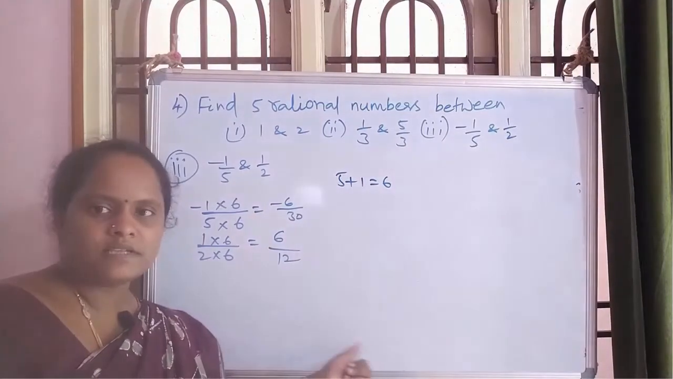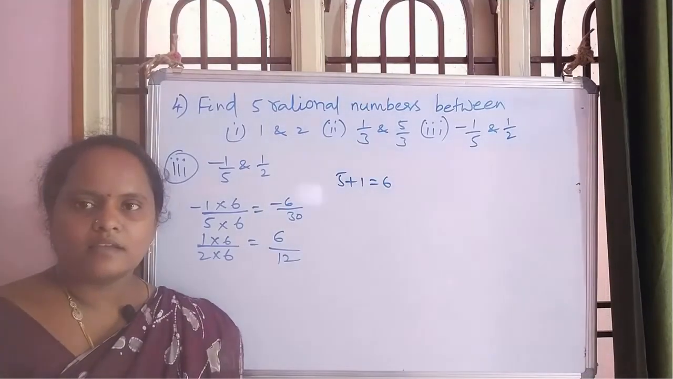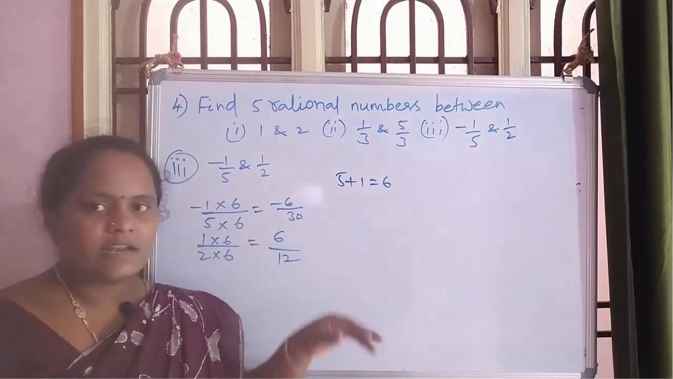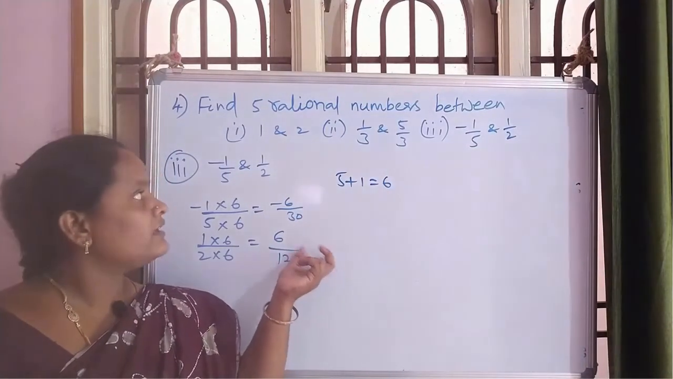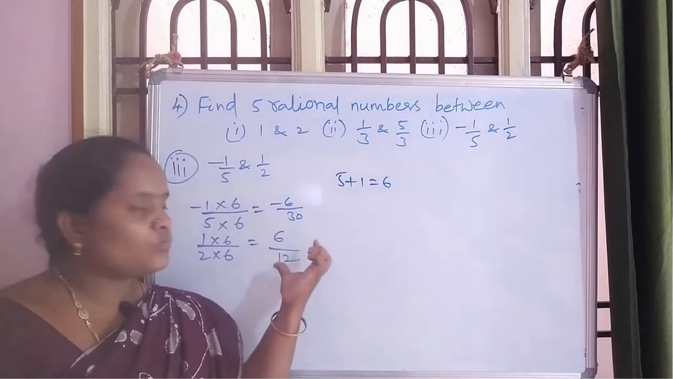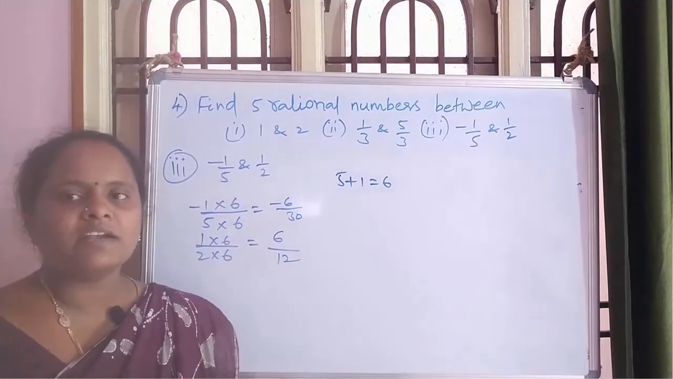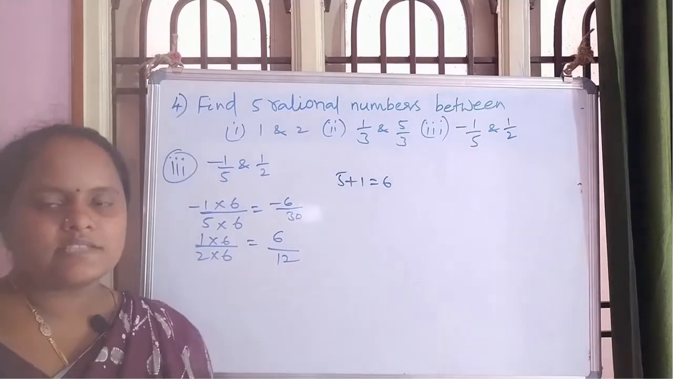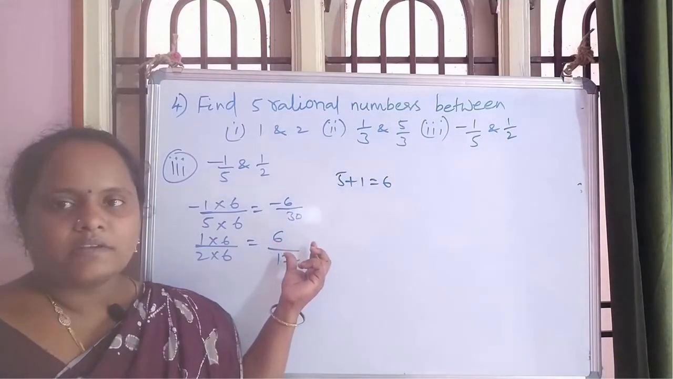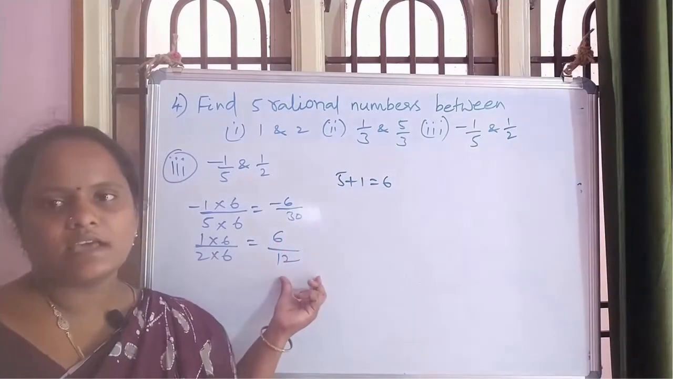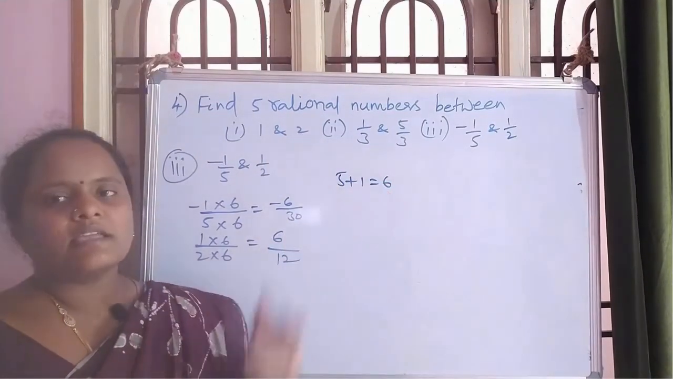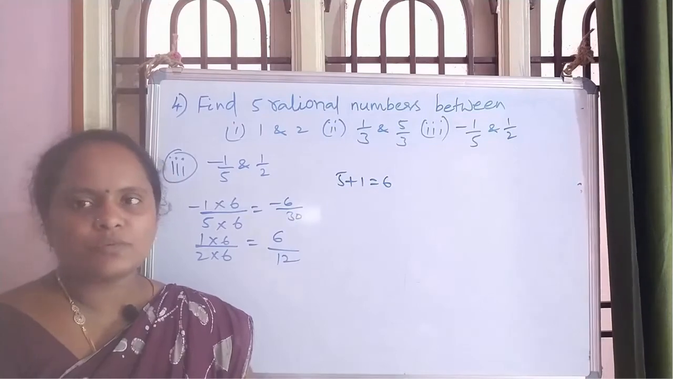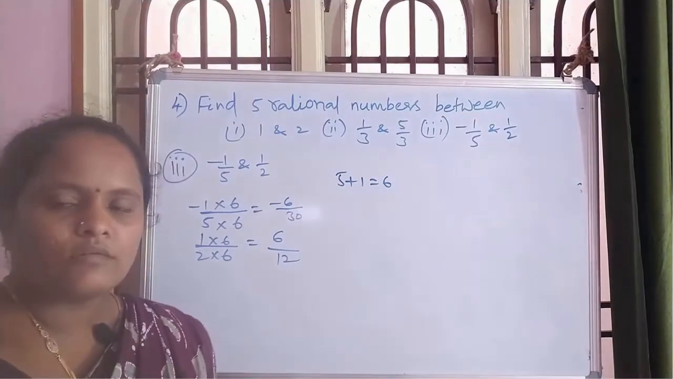If those numbers are taken on the number line, can I say what is the next number? I can say minus 7 by 30, but whether it lies in between these two, I don't know. So with the different denominators, I can't say whether that number exists in between those two rationals or not. So here directly with 6 by 6 I cannot multiply. So something else should be done here. So let us see what should be done.